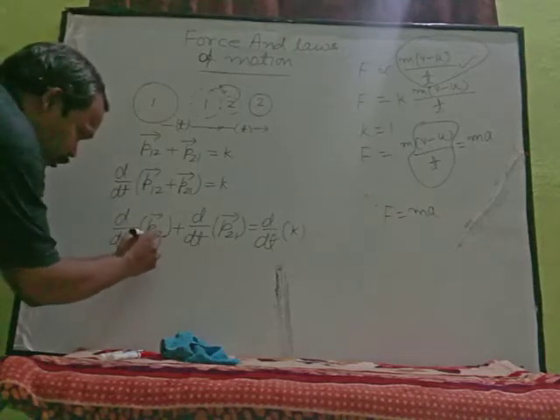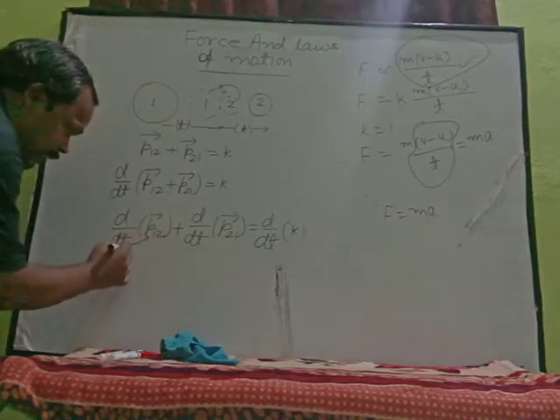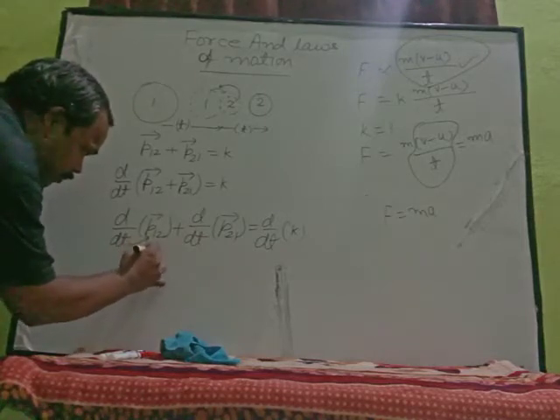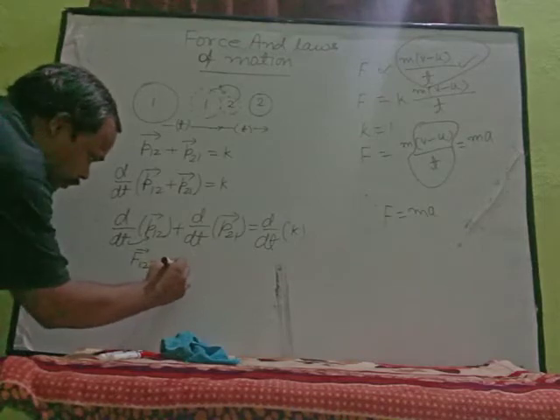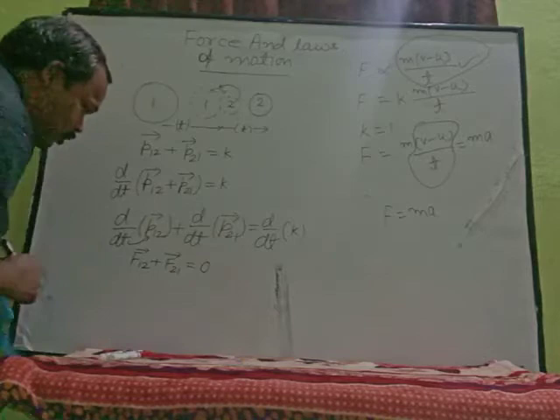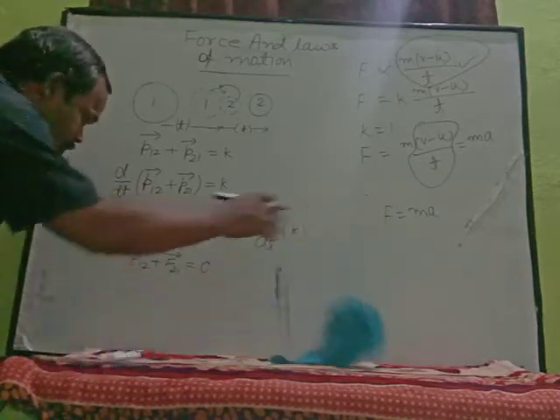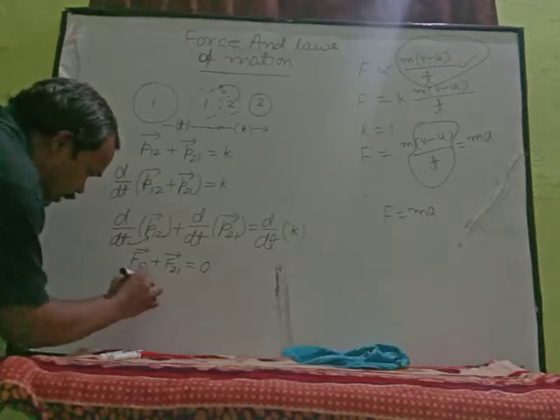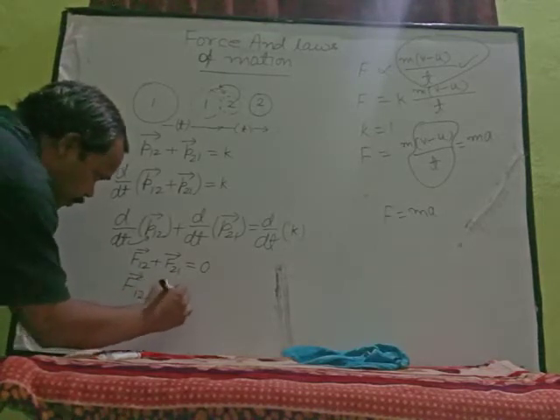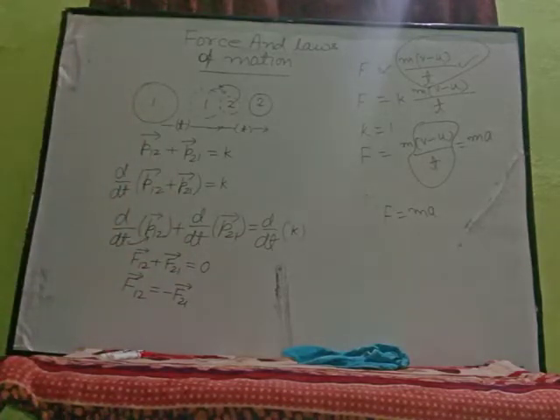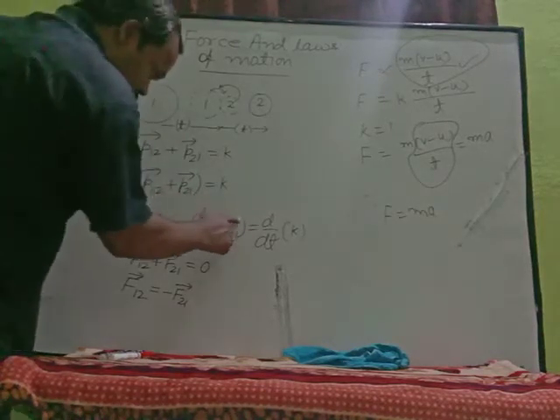See, this is rate of change in momentum. Momentum divided by time. It will be F12 plus F21, and differentiation of a constant term is 0. So what will happen? F12 is equal to minus F21. Clear? Let us change the direction.